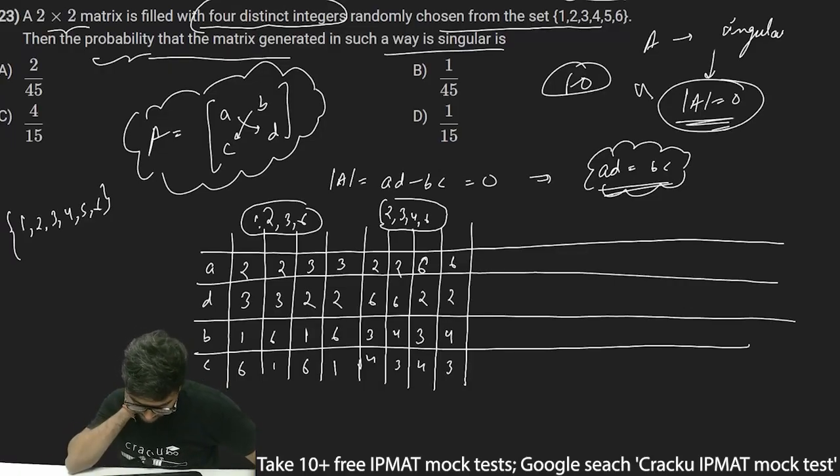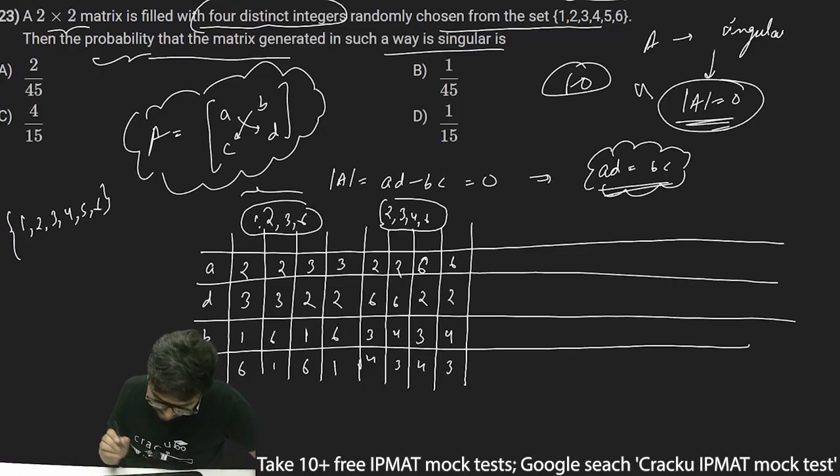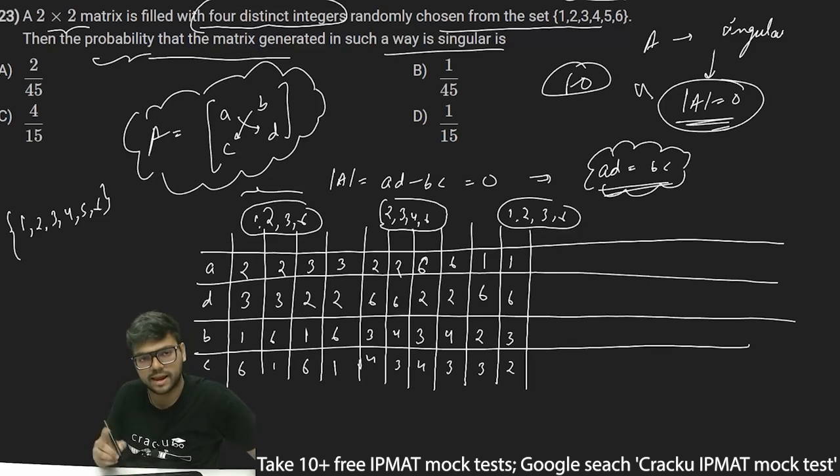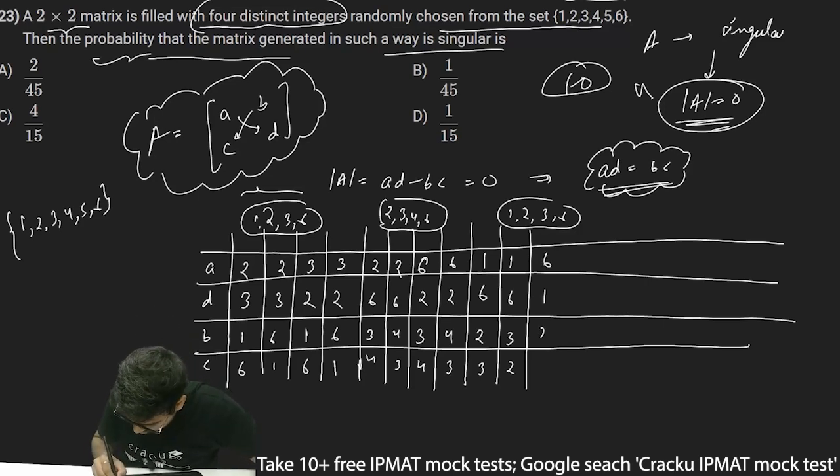Now for 1, 2, 3, 6, there is one more case which is possible. Basically I can take A as 1, D as 6 and this as 2 and this as 3. Again AD minus BC is 0. Again 1, 6, 3, 2 is a possible case. Then instead of 1, 6, I can take 6, 1. So this is 6, 1, 2, 3, one possible case and 6, 1, 3, 2 as another possible case.